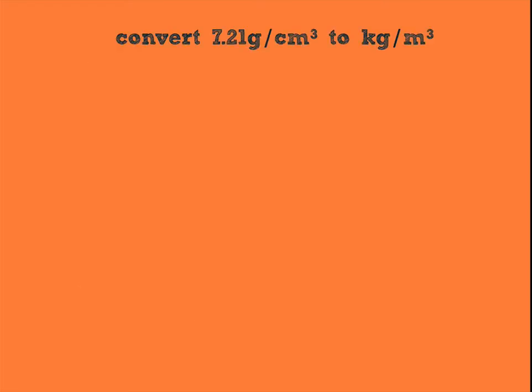Let's do one more problem. Convert 7.21 grams per cubic centimeter to kilograms per cubic meter. First, start with what you're given. When you say per, it's like writing the line. Now, we could go with converting grams or cubic centimeters first. It doesn't really matter. It's really just your pick, so I'm going to pick to change grams first. So I'll put grams on the bottom, and I know I need to get to kilograms, so kilograms on top.